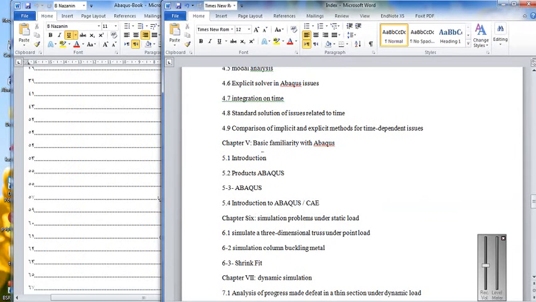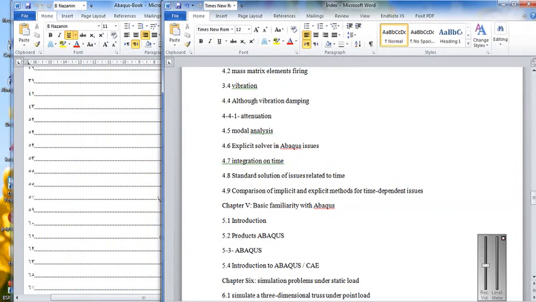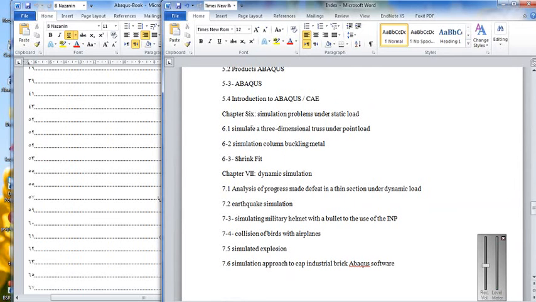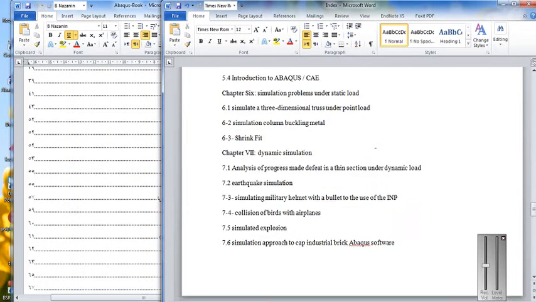Chapter 5, introduce the Abaqus primary, and chapter 6, simulation problems under the static load. In this chapter, I investigated the static analysis by three examples, simulated three dimensional terrace under the point load, simulation called buckling metal, and shearing fit.